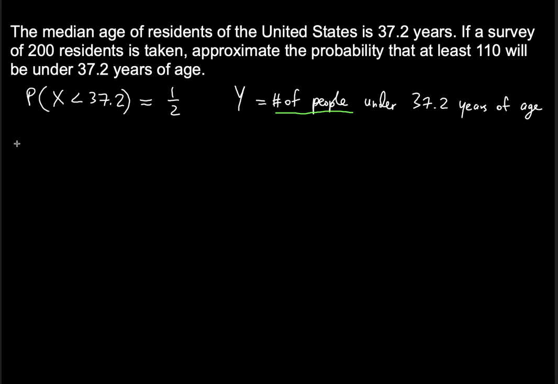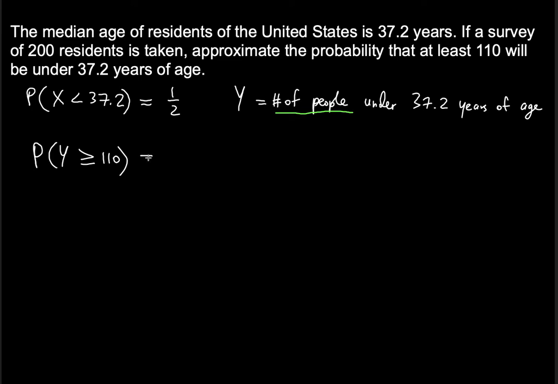So notice that what we're being asked in this problem is to find the probability that at least 110 will be under 37.2 years of age out of 200, right? So we need to find the probability of Y being greater than or equal to 110, because it says at least 110. Because we already specified that the Y random variable was the number of people under 37.2 years of age, so we're trying to find the probability of this random variable exceeding or being at least equal to 110 people.